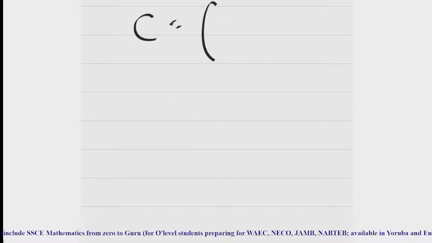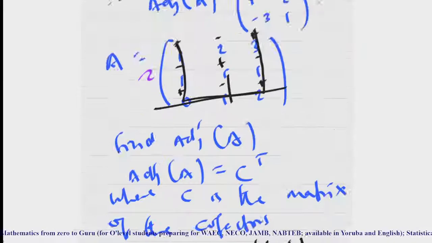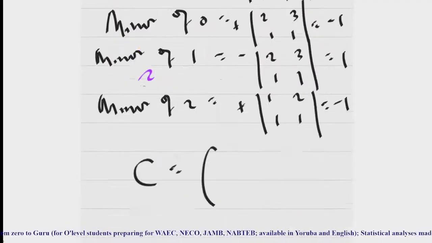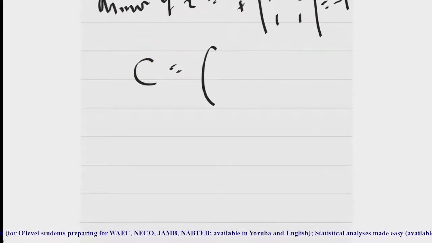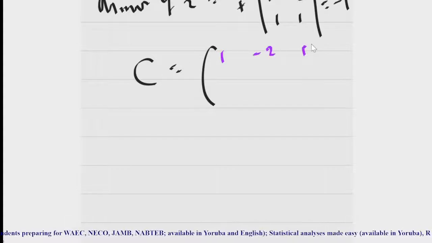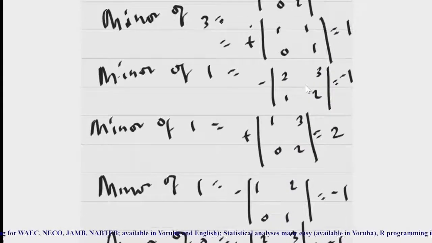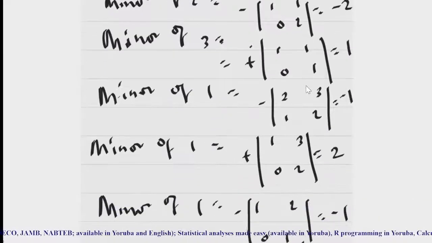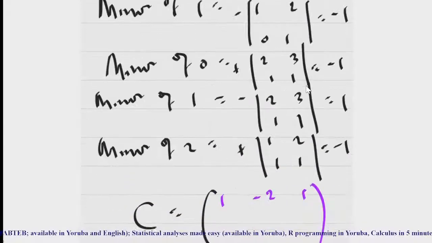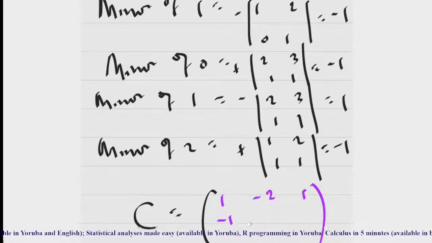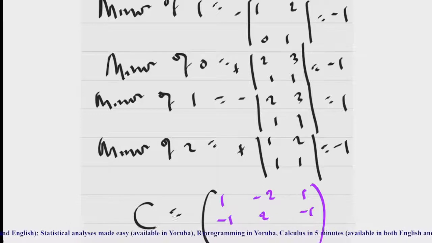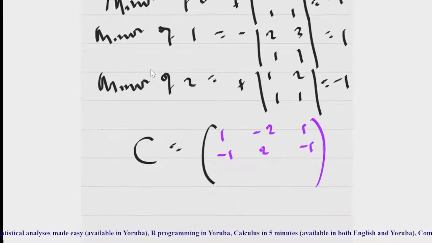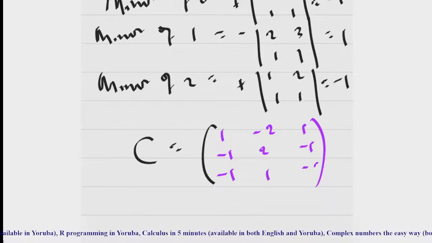So immediately after you do that, you now compute your C, that is the matrix of the cofactor, and put all the elements together. We have 1, minus 2, 1. Then minus 1, 2, minus 1, and lastly minus 1, 1, minus 1.